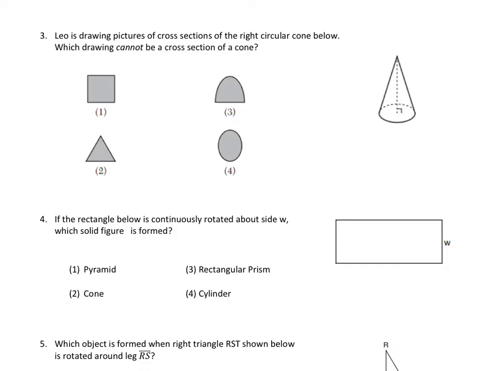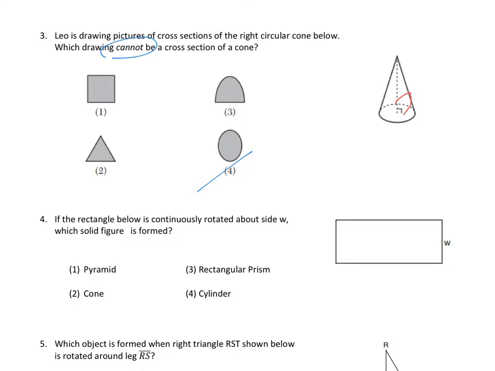It says Leo is drawing pictures of cross sections of the right circular cone below, which cannot be a cross section of a cone. Remember that we can cut this cone in 3 different ways. The first way being parallel to the base. So if I cut parallel to the base, I get a circle. Choice 4 is gone.